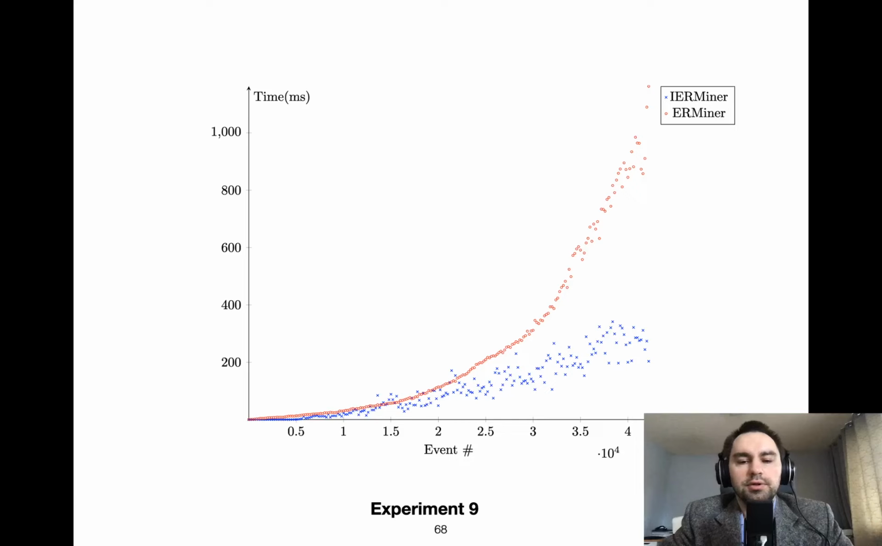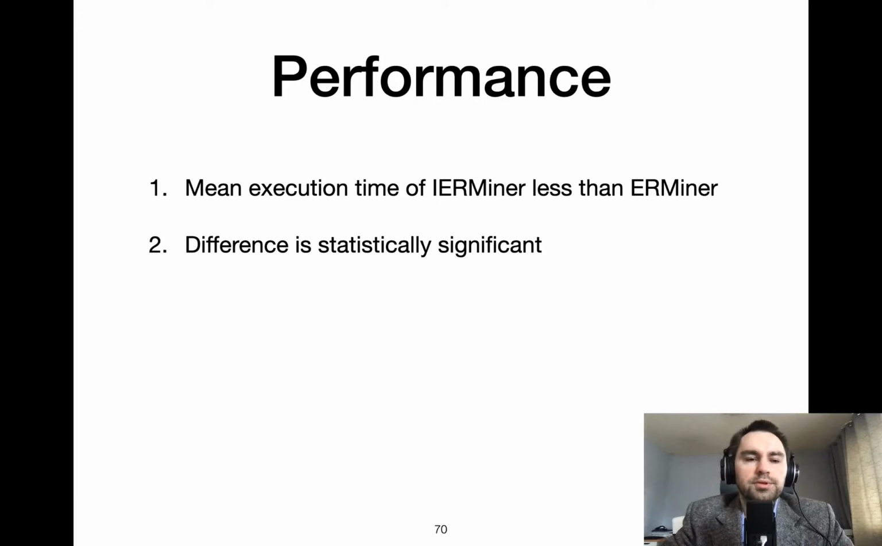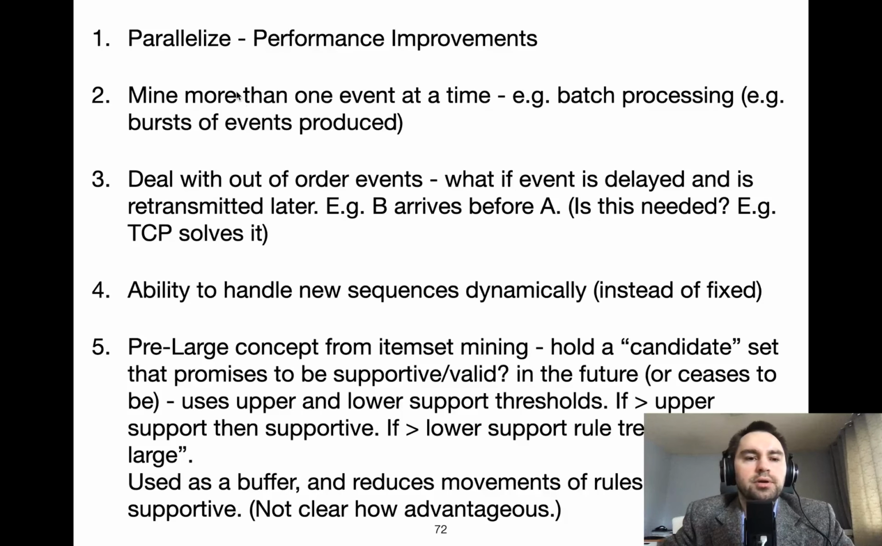Here are some more results for another experiment, and we can say again that our IERMiner is doing better and is not increasing as exponentially as ERMiner. And this is experiment number 13. You can see these experiments in our paper. The conclusion is that the mean execution time of our algorithm is less than that of ERMiner, and the difference is statistically significant.